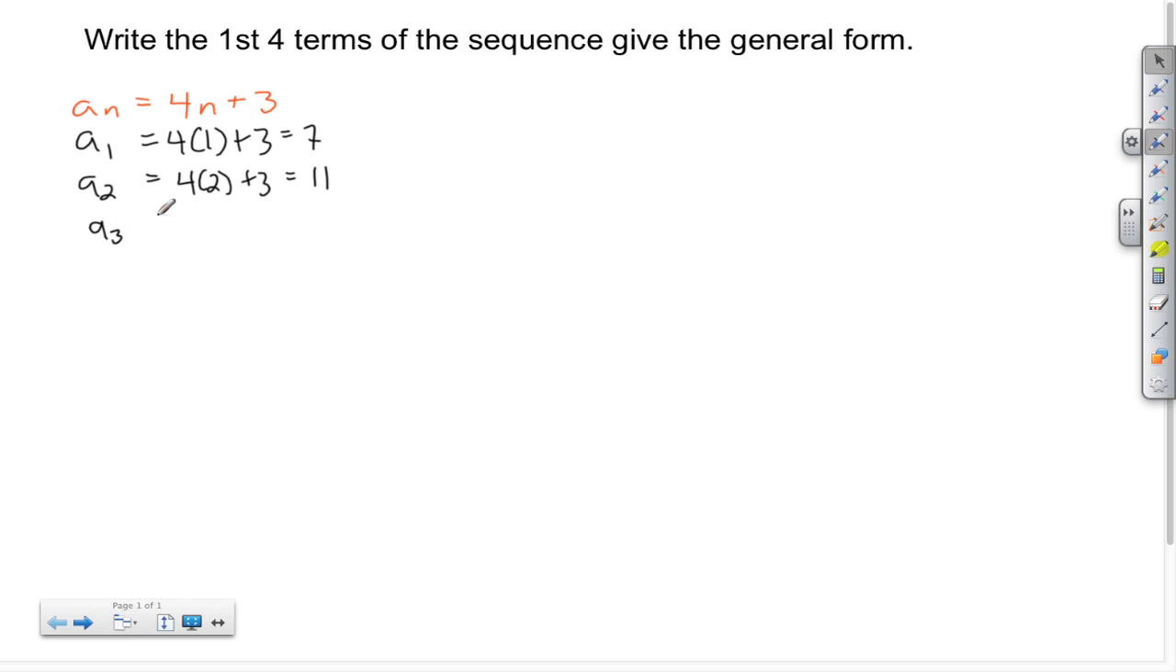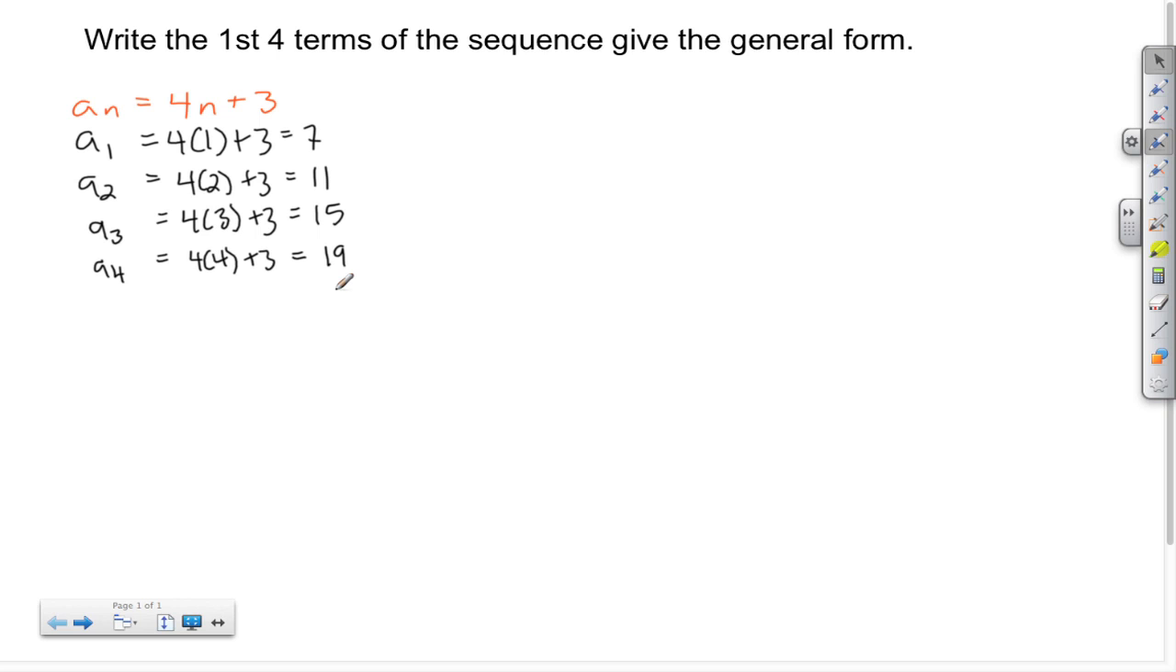The third term is a sub 3, which is going to be 4 times 3 plus 3. Well, 4 times 3 is 12 plus that 3 to give me 15. And then the last term, a sub 4, is going to give me 4 times 4 plus 3. And 4 times 4 is 16 plus that 3 to give me 19.